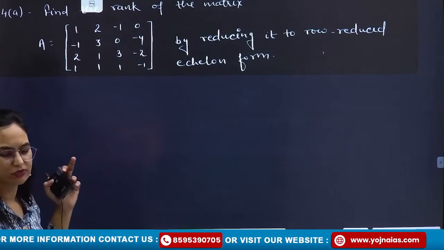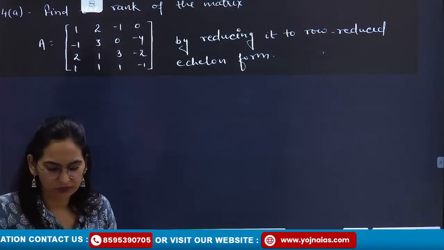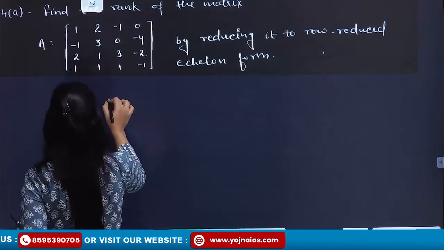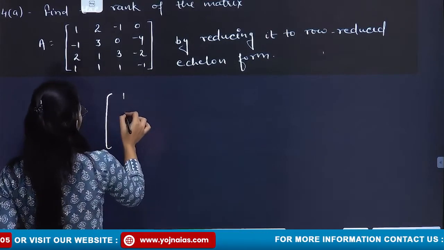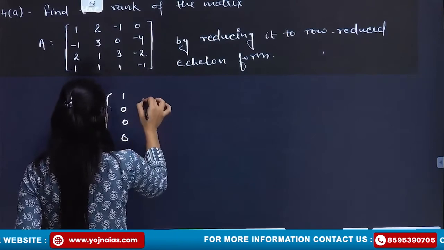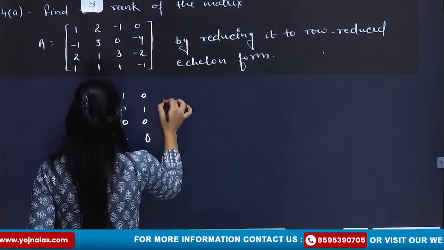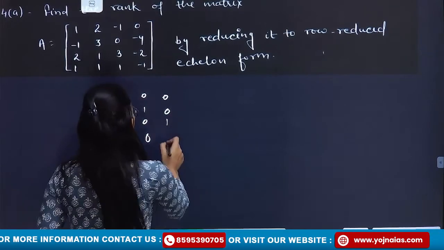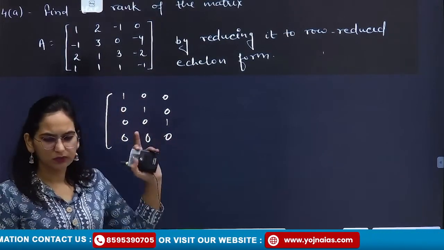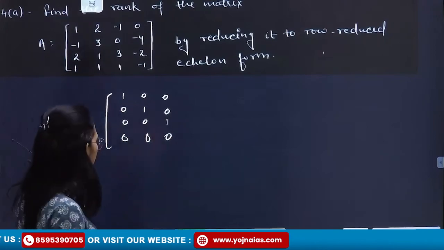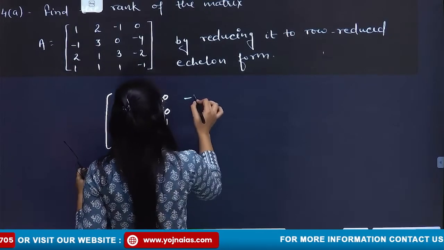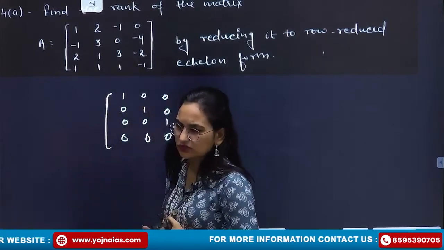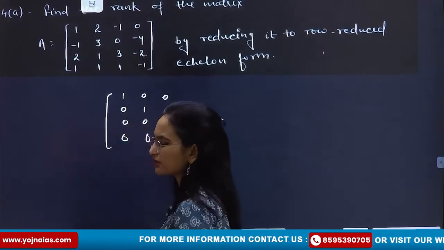The row reduced echelon form, that would be of the format 1, 1, and if you are able to make another one, then it equals 0 0, but we are not able to. 1 minus 1, 1 0, 1 minus 1 minus 1.